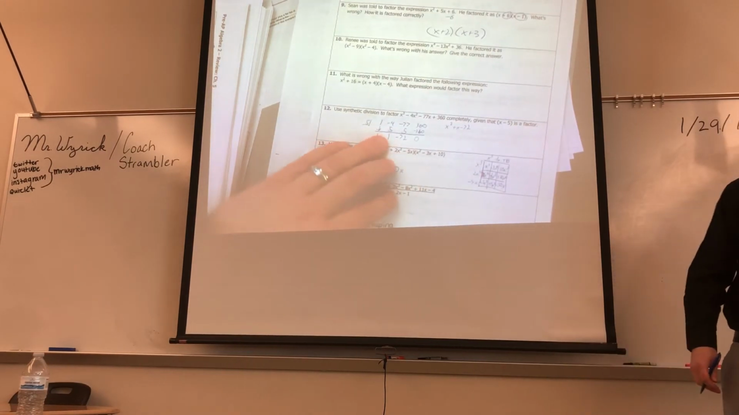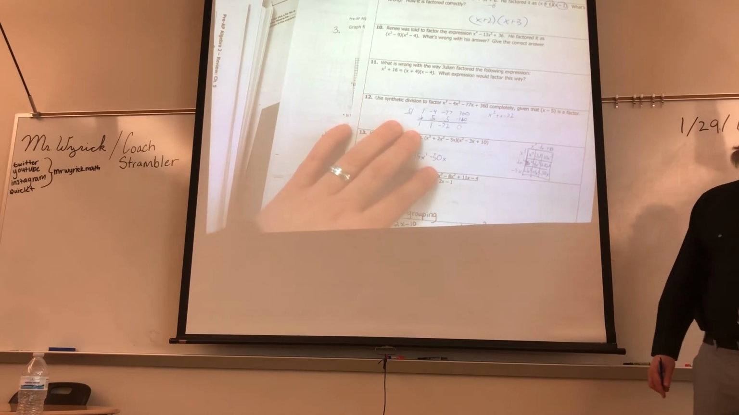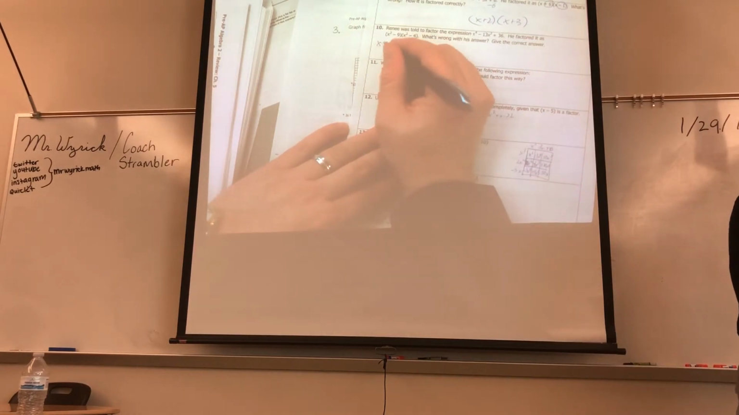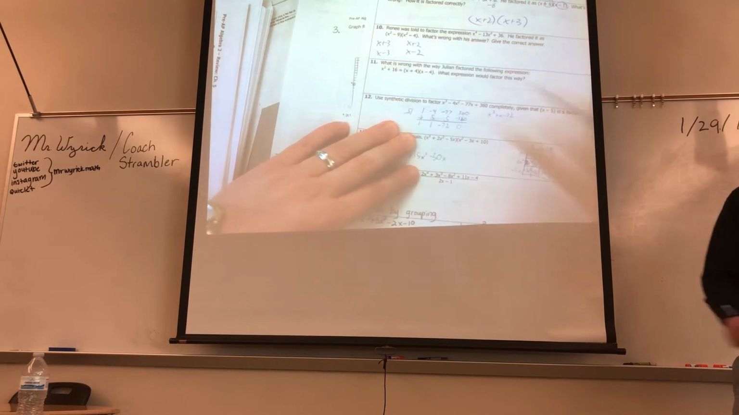Renee was told to factor the expression this and this. He factors this. What's wrong with the answer? He's not done. This is difference of squares. That'd be x plus 3 and x minus 3. This would be x plus 2 and x minus 2.